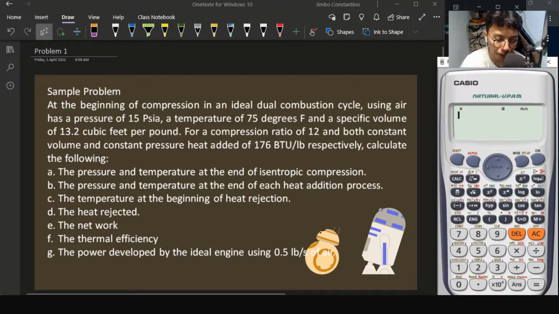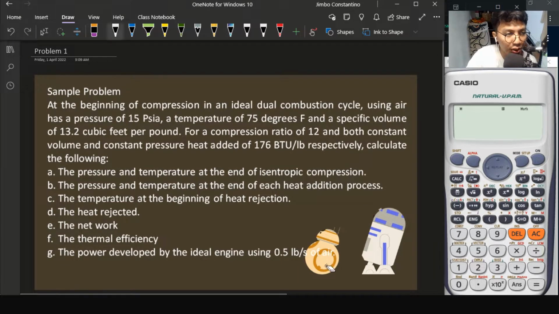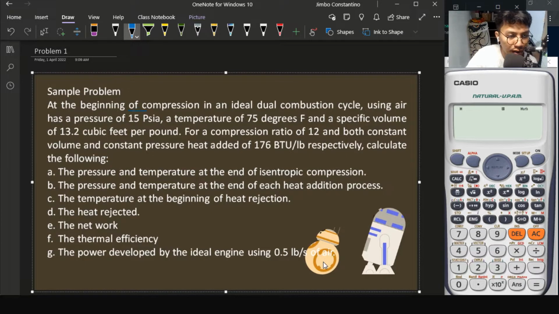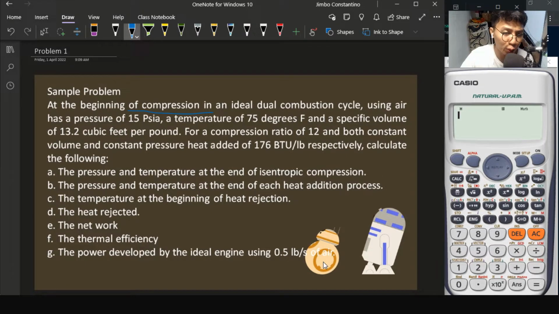So let us go with a problem for dual cycle para mas maintindihan natin. So I have here this problem. Sample problem: at the beginning daw ng compression, the point 1 of an ideal dual combustion cycle using air has a pressure of 15 psia, a temperature of 75 degrees Fahrenheit, and a specific volume of 13.2 cubic feet per pound.